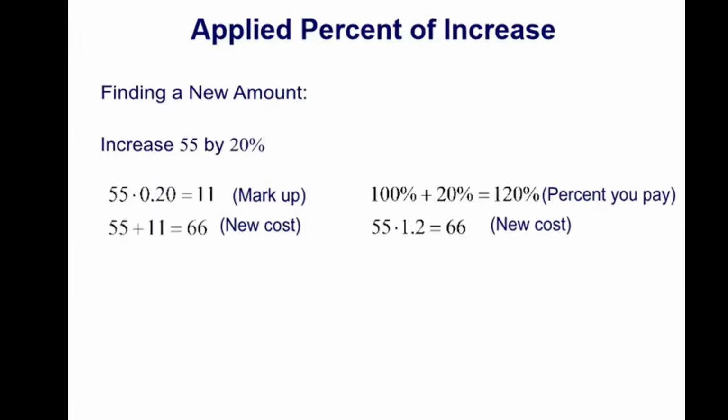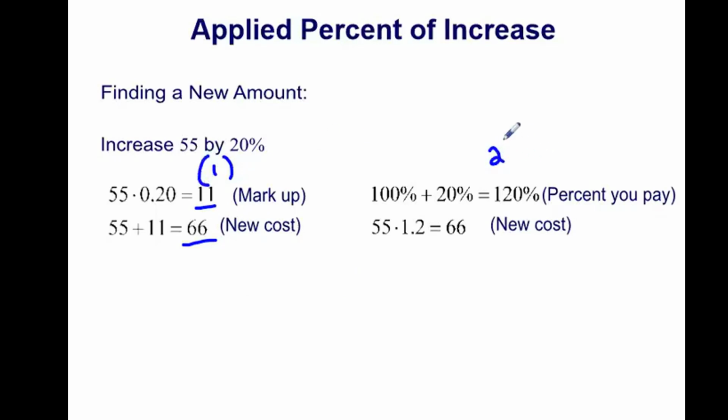So, finding a new amount, let's increase 55 by 20%. The first method, you would use 20% of 55. 20%, being 0.2, is going to be 11, and then you're adding 11 to the original price of 55 to get your new price, or population, whatever 55 is representing. It's not necessarily money. I keep thinking most commonly of a new cost, so the price would be 66. That's method number one.